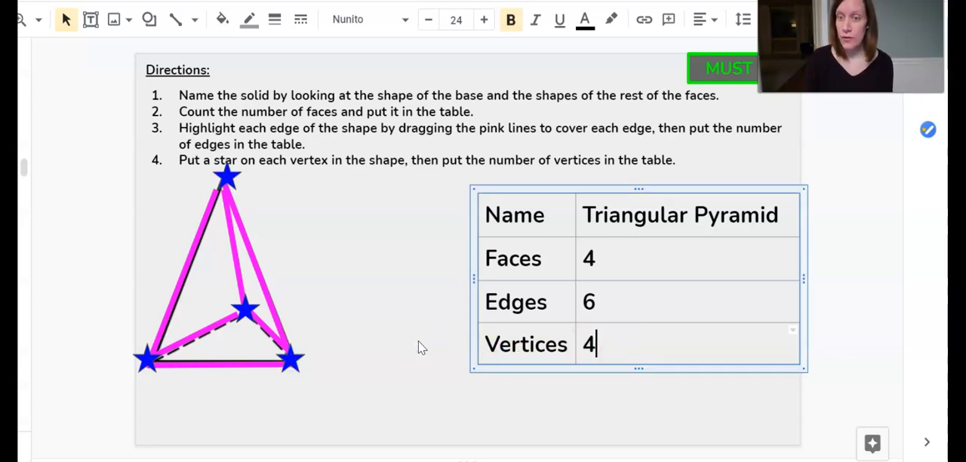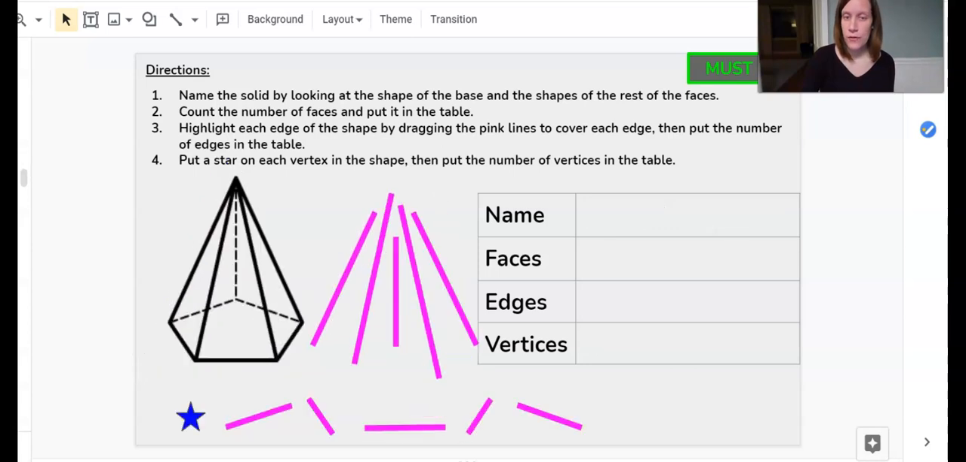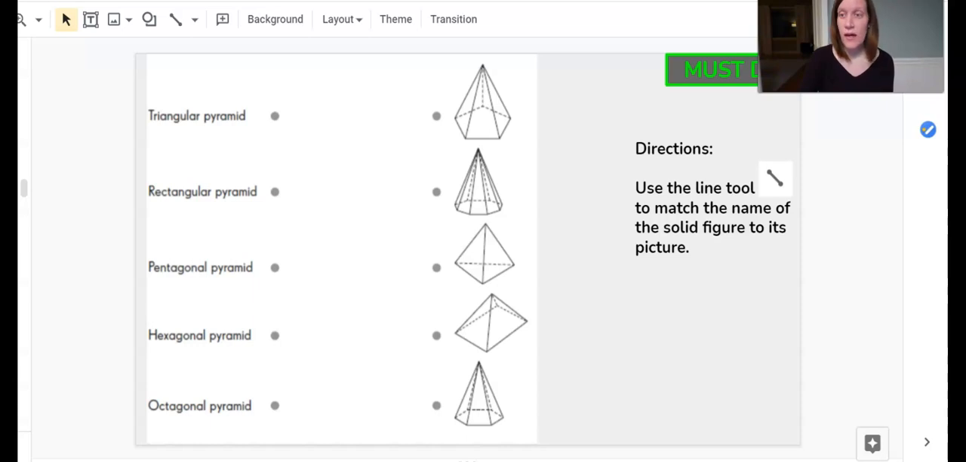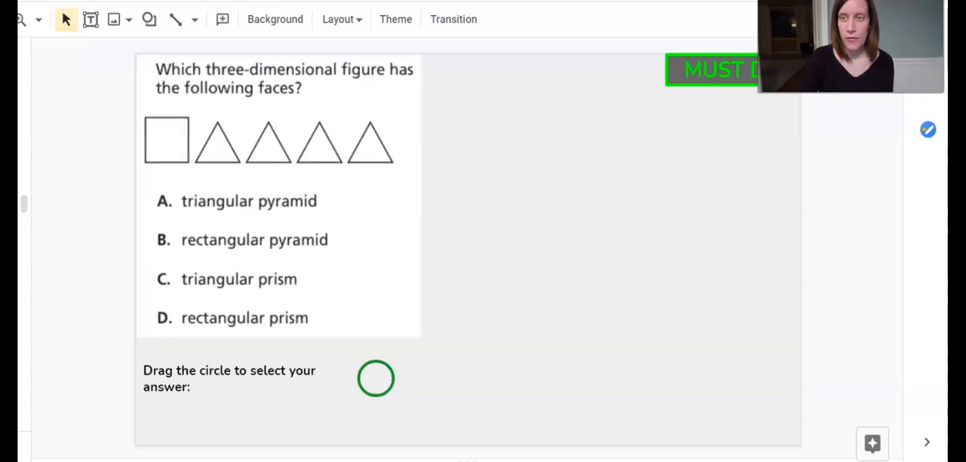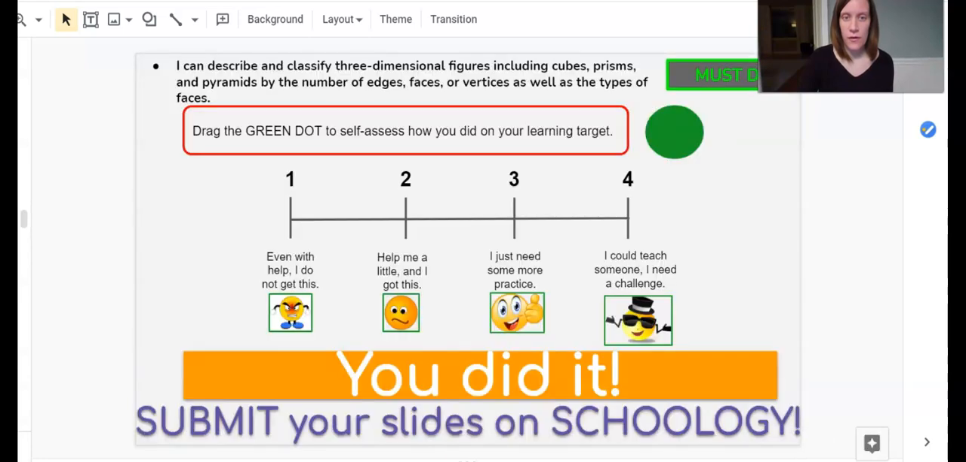So you will do this one, and then you will do more different types of pyramids, name them, the number of faces, edges, and vertices. Again, like yesterday, you will use the line tool to drag the correct name to the correct shape. And then you will answer a few questions about some solid figures. And then submit your slides when you're done.